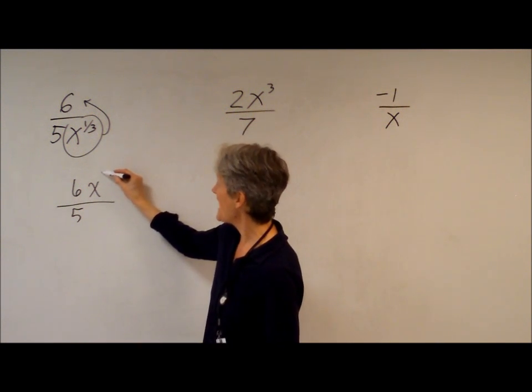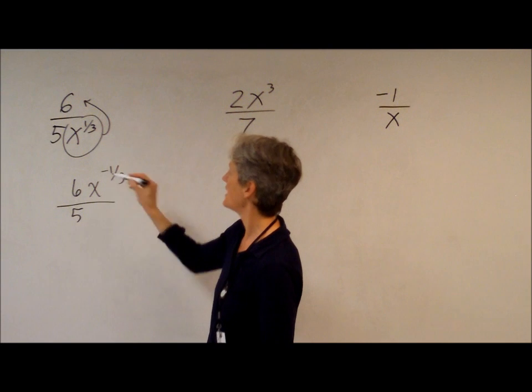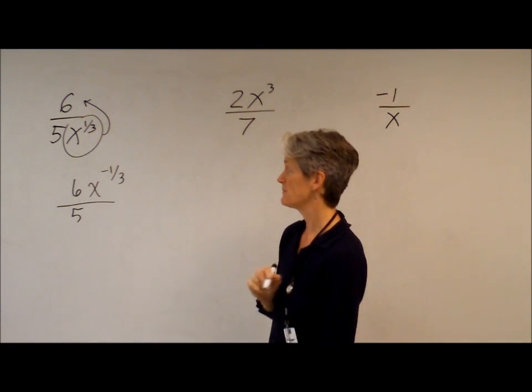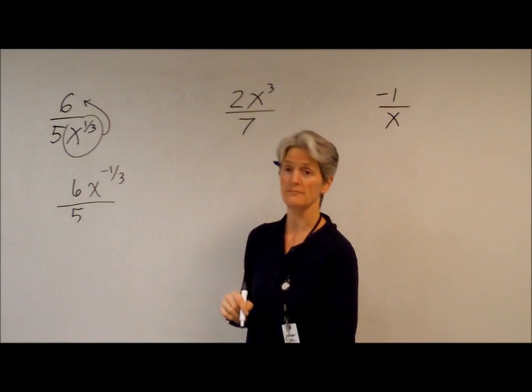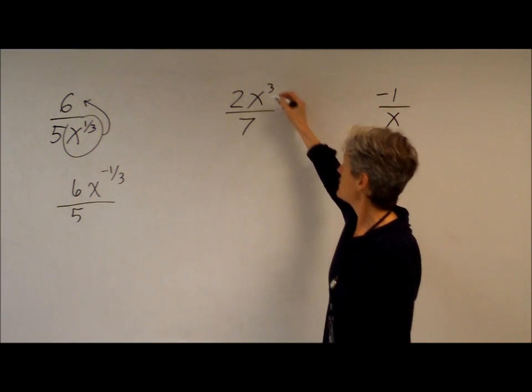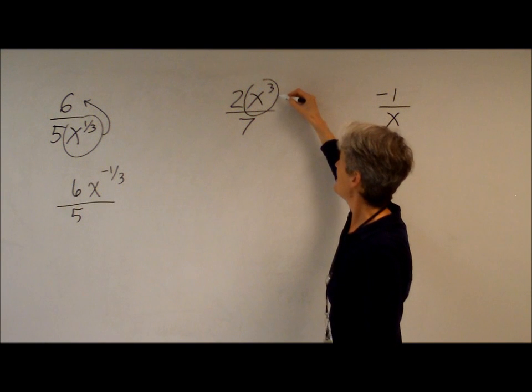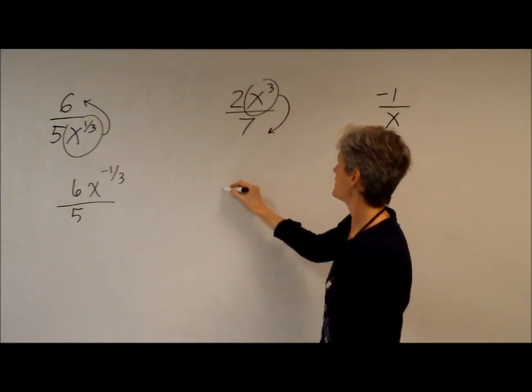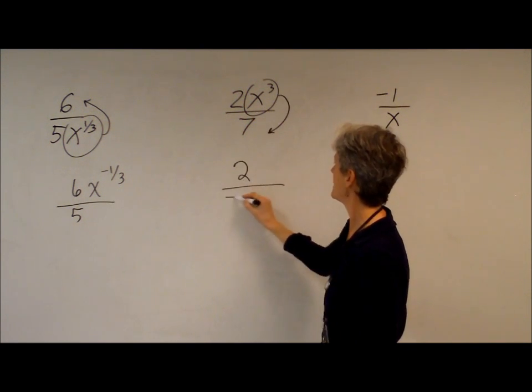But anyway, that x coming up into the numerator, then you have to have the negative exponent, and there you have an equivalent expression. If I want to rewrite this with negative exponents, that x to the 3rd needs to come downstairs if I want to write it with a negative exponent.